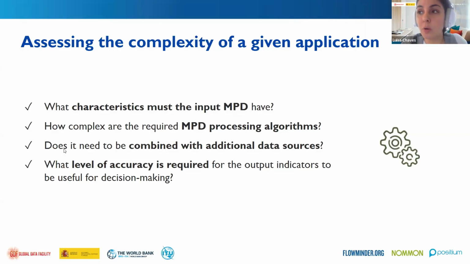Third, does it need to be combined with additional data sources? This is also very important because if the answer is yes, then we need to know where we can find these data sources and how we can integrate them with our algorithms. And fourth, what level of accuracy is required for the output indicators to be useful for decision making? So not just generating an indicator, but ensuring the quality and the accuracy of the indicator. This is really important for decision making.